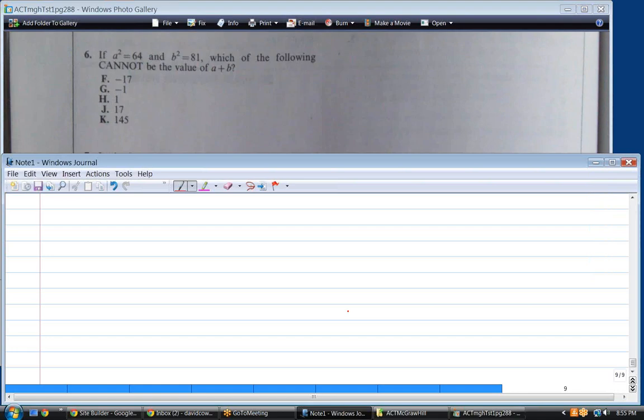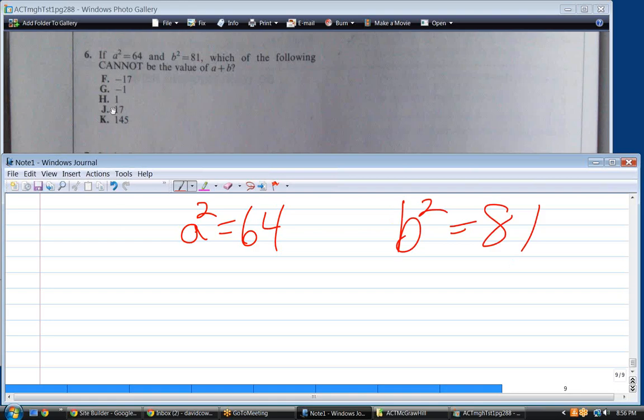Okay, here's a good one. A squared equals 64, B squared equals 81. Which of the following 5 numbers cannot be the value of A plus B? Well, tell me what A is. It's 8. It's actually plus or minus 8.